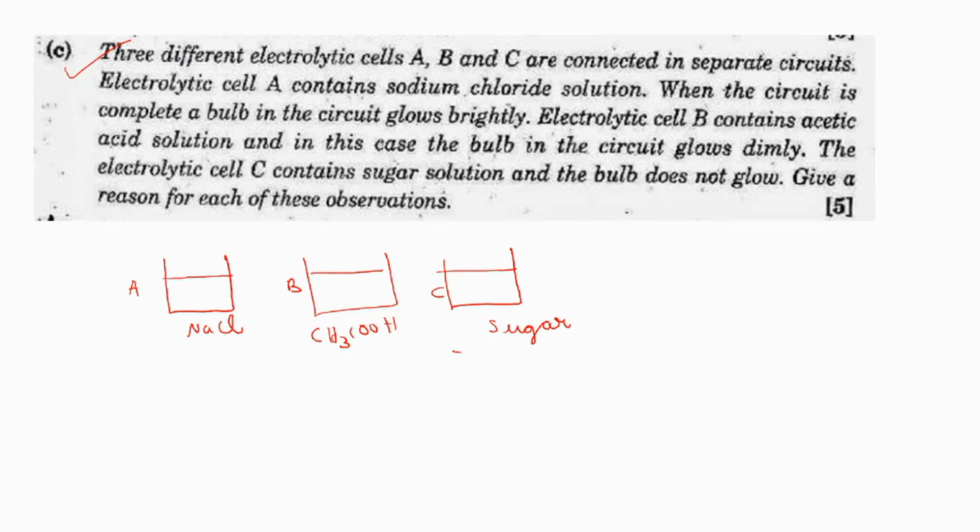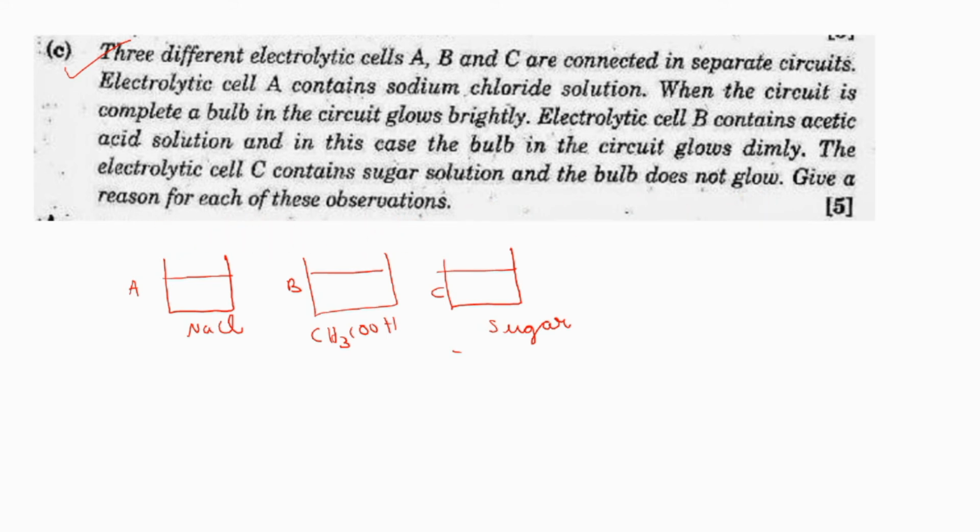See, we have discussed a very small topic related to the introductory part of the chapter electrolysis, but you are now able to answer a lot of questions related to that. Read and find out. Three different electrolytic cells A, B, C are connected in separate circuits. Electrolytic cell A contains sodium chloride solution. When the circuit is complete, the bulb in the circuit glows brightly. Electrolytic cell B contains acetic acid. In this case, the bulb glows dimly. The electrolytic cell C contains sugar solution and the bulb does not glow at all. Give a reason for all these observations.